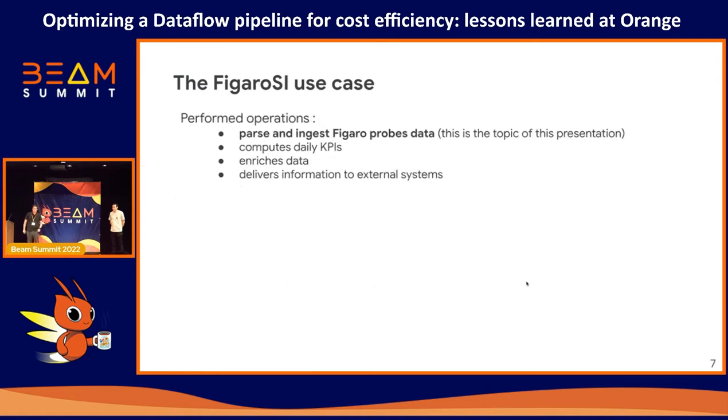So what does this use case do? It performs four main operations. The first one is the processing and ingestion pipeline of the Figaro data. And this is the purpose of this talk, so we will talk about this later in more detail. After that, it computes daily KPIs, we compute a little bit more than 300 indicators per day. We enrich these KPIs with some information about the customers or their devices. And finally, we deliver some of the computed data to other applications of the Orange information system.